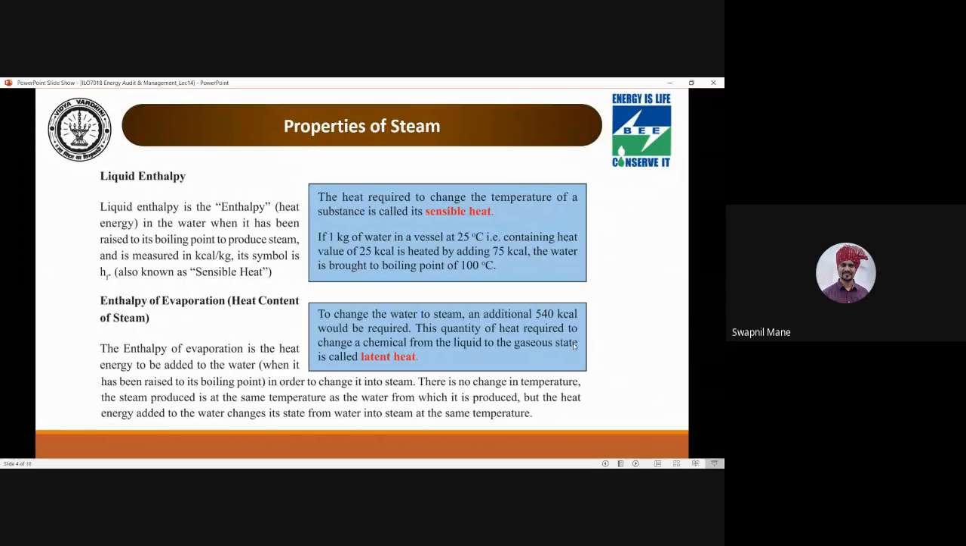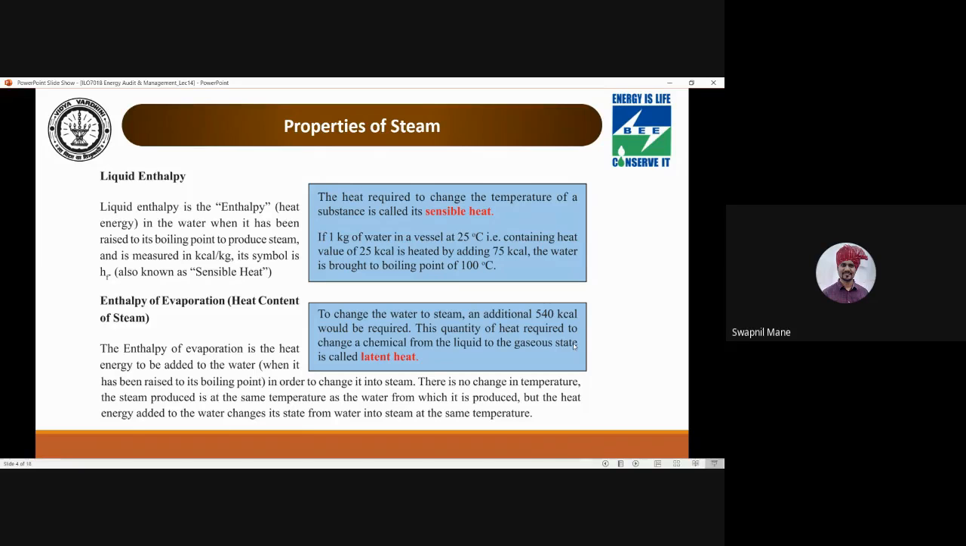The heat required to change the temperature of the substance is called sensible heat, just to raise the temperature from 25 degrees Celsius to 100 degrees Celsius. So it will be 75 kilocalories of heat. 1 kg of water in a vessel at 25 degrees Celsius contains a heat value of 25 kilocalories, and is heated by adding 75 kilocalories more to bring the water temperature to 100 degrees Celsius. So 75 kilocalories is the sensible heat required to change the temperature from 25 to 100. This you have covered in lower semesters.